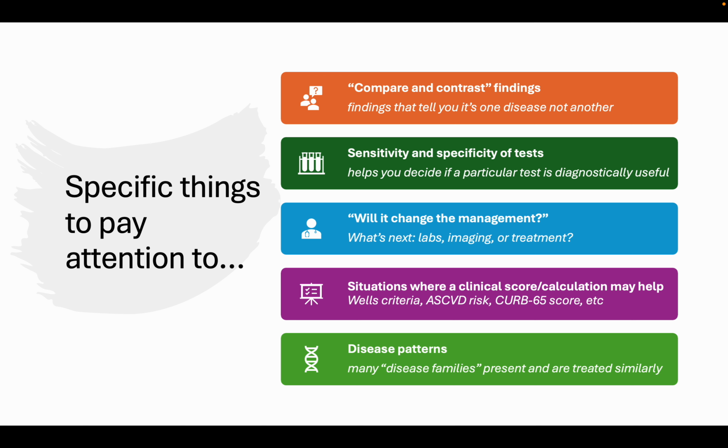The other thing to pay attention to, I've already addressed this a little bit, but situations where a clinical score or a calculator may help. So these are like the things you'd go to MDCalc for. A few of the really common ones that come up are the ASCVD risk calculator, the CURB-65 score, which is for pneumonia, the Wells criteria, and the Wells score, which is for DVT and PE. So make sure that you understand these really commonly used ones.